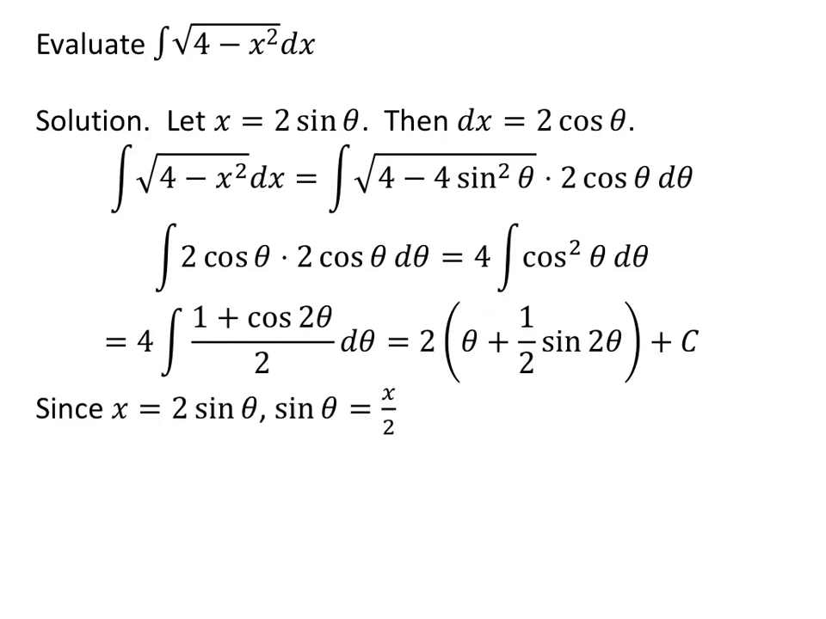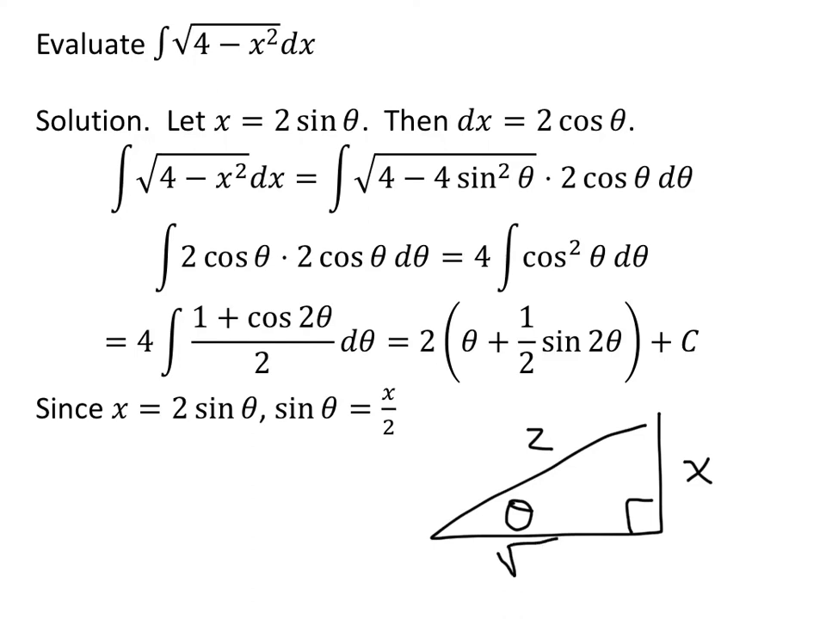Okay, so we go back to our little triangle business. X, we said, was 2 times the sine of theta, so the sine of theta is x over 2. Let's draw our triangle again. So here's theta, sine is x over 2. If I use the Pythagorean Theorem, I would get 4 minus x squared down here. Okay, and lo and behold, that is exactly what we saw up here. There's that 4 minus x squared, just as I promised.